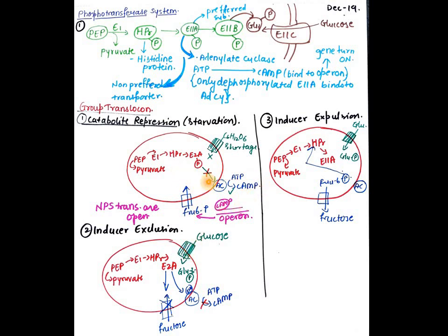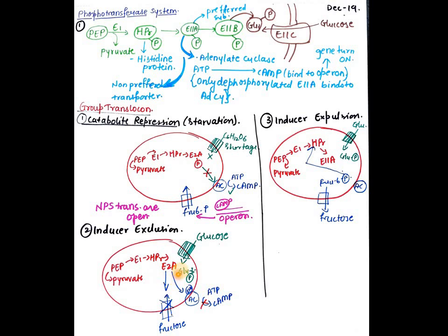Now, in this situation, we saw that there was starvation going on, but in the next condition, there is enough glucose, and as well as there is fructose, but then the cell wants to take in just glucose and not fructose. So how does it do that? It is very simple. E2A will phosphorylate glucose to glucose 6-phosphate, right? It will transfer that phosphate group onto the glucose.